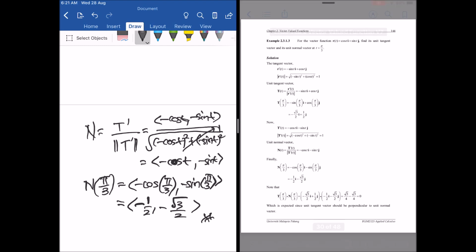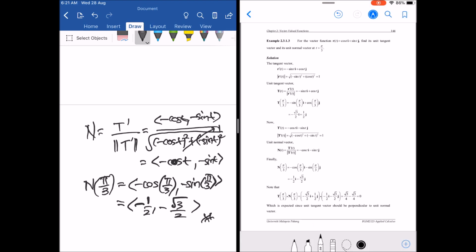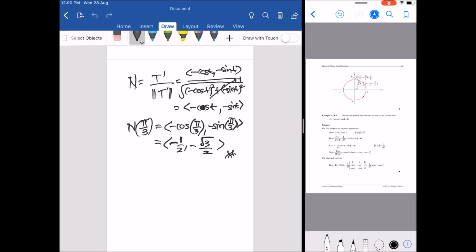If you look here, you will know that you get the correct answer for your unit tangent vector and unit normal vector if the dot product of the two vectors equals 0. That means that T is perpendicular to N. The unit tangent vector is perpendicular to the unit normal vector. Okay, so we have our unit normal vector already.